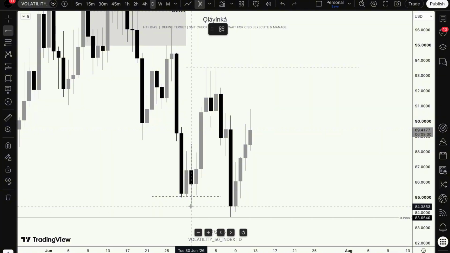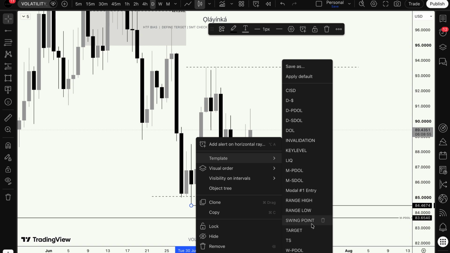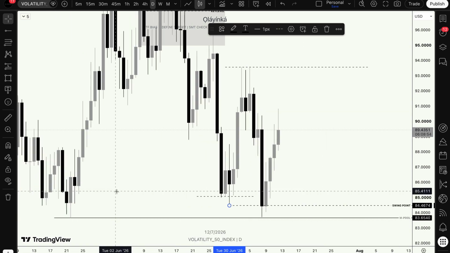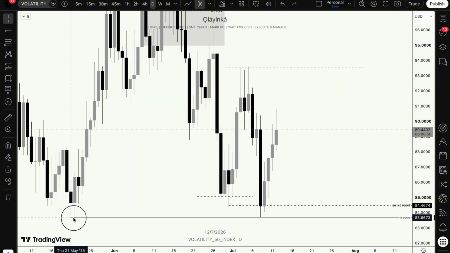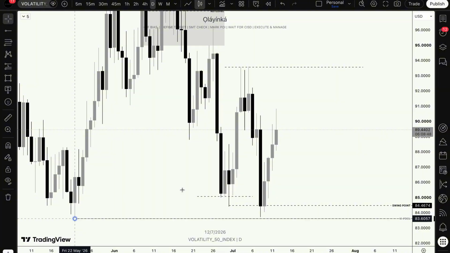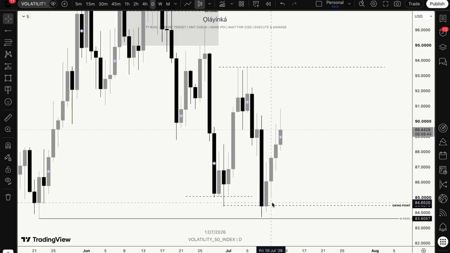This is a low. It is a swing point, so you can call it a swing point. That swing point, which is a valid low, is capable of at least causing a retracement because it's like a previous low. You understand? It's a previous low.